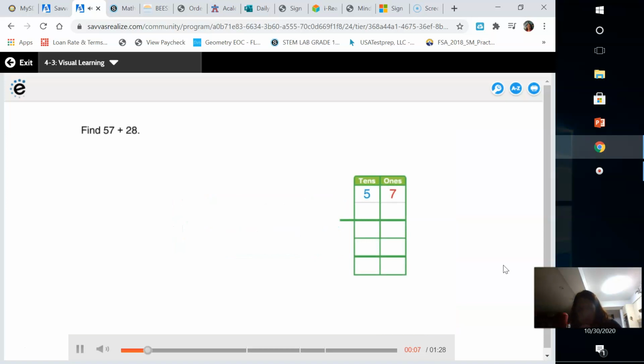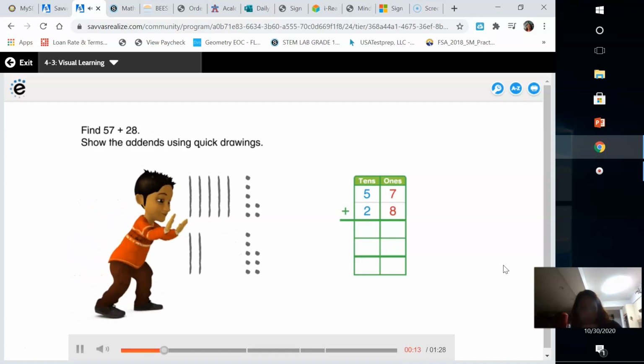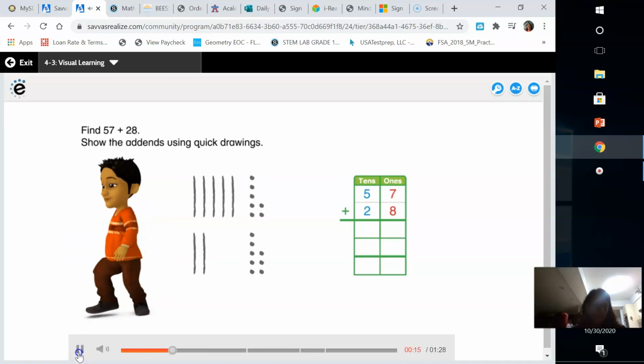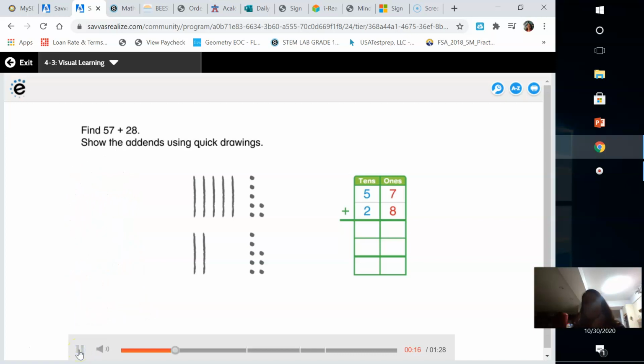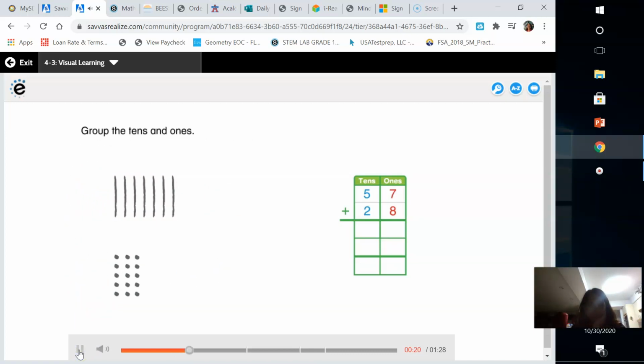Find 57 plus 28. Show the add-ins using quick drawings. Did you hear that? Quick drawings. Just make lines for the tens and dots for the ones so it doesn't take you all day to draw blocks. That's what quick drawings are. Group the tens and ones.